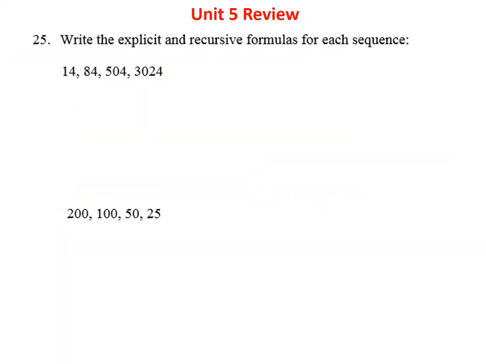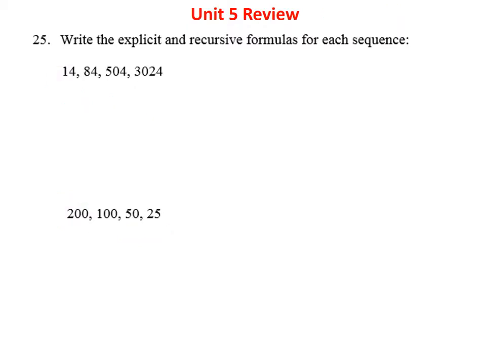Our last problem asks us to write the explicit and recursive formula for each of the sequences. Remember, to write each of these formulas, we only need 2 pieces of information. We need to know what's the first term, which is pretty easy to find out. And then, what are they being multiplied by each time? And that's your common ratio. If you can find those 2 pieces of information, you can write both of the equations.